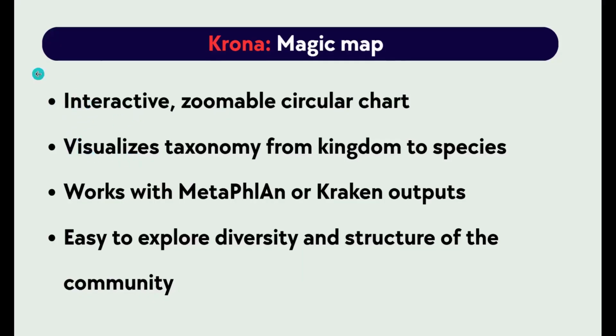Corona turns our microbiome data into a circular chart where you can zoom in from broad categories like bacteria to specific species. This is so important because it helps us visualize and explore our results. Also, this magical map can be shared.